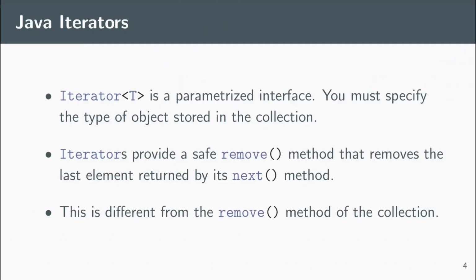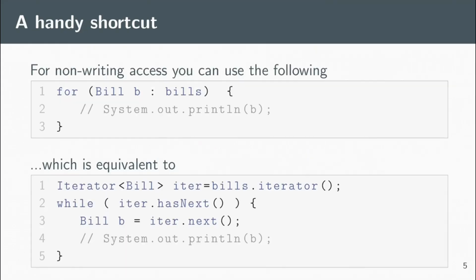So what we see here is that Iterator for a given type is a parameterized interface. You must specify the type of object that is being iterated over. And that is exactly the type of object stored in the collection, which is why often you would get the iterator from the collection itself. Iterators provide this safe remove method, and what it does, it takes no parameters and it removes the last element returned by the next method of the same iterator. Notice that this remove method is on the iterator and not on the collection. It's a completely different method that just happens to have the same name.